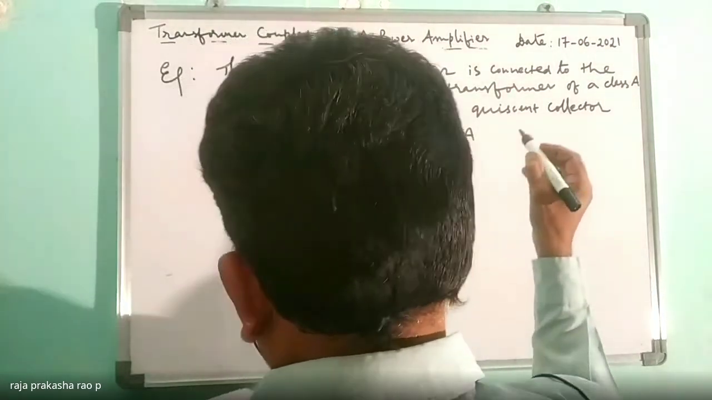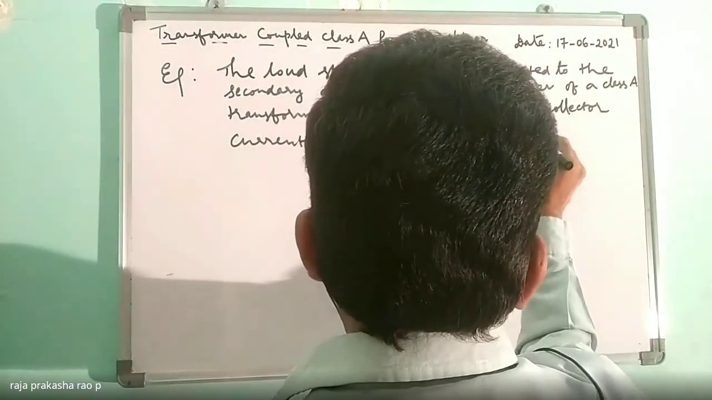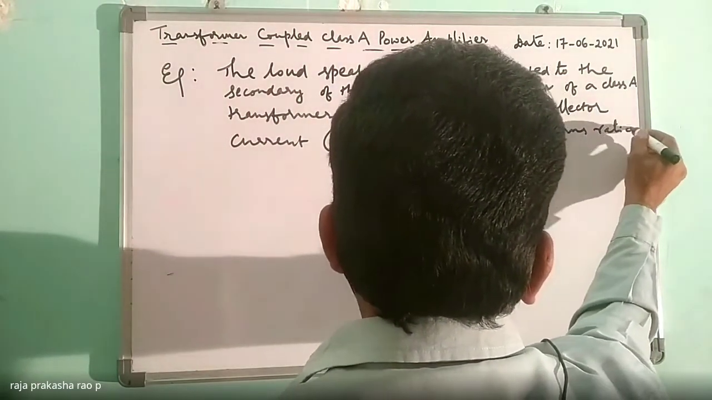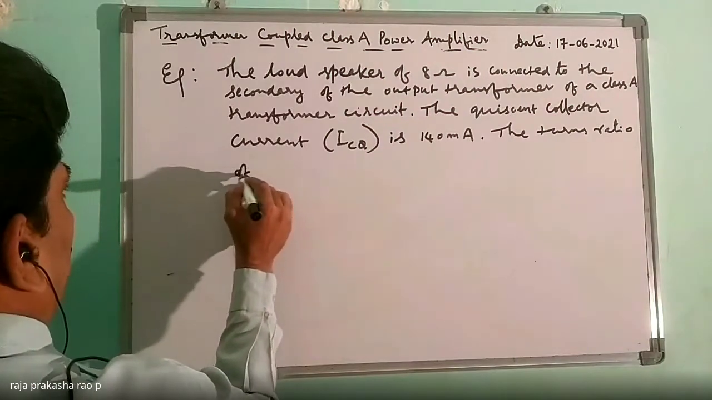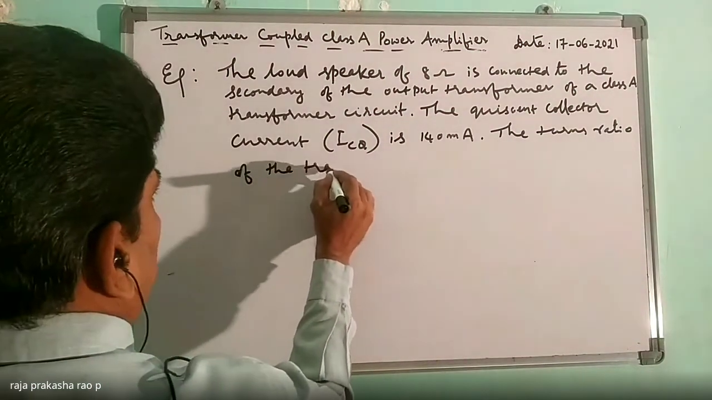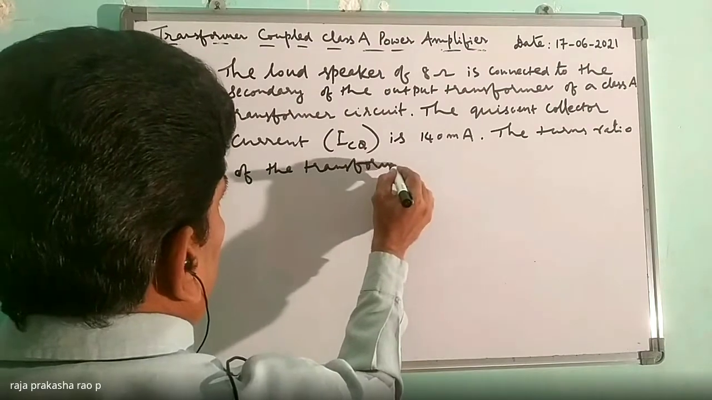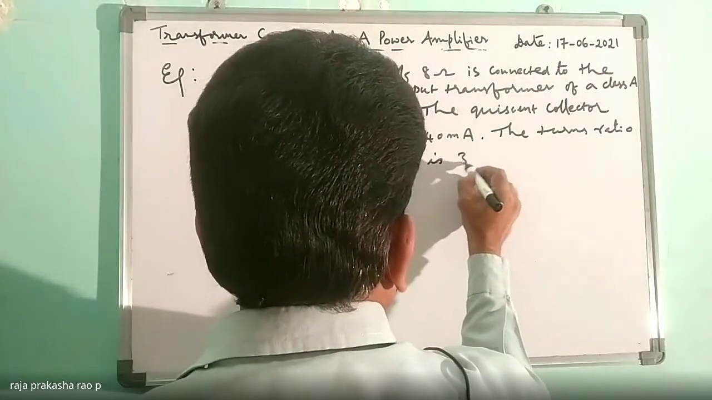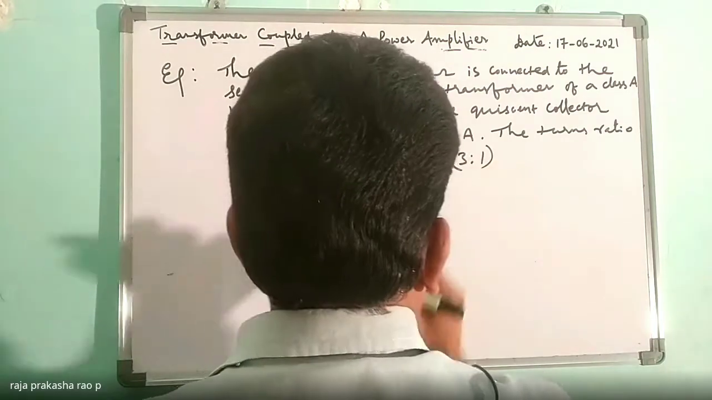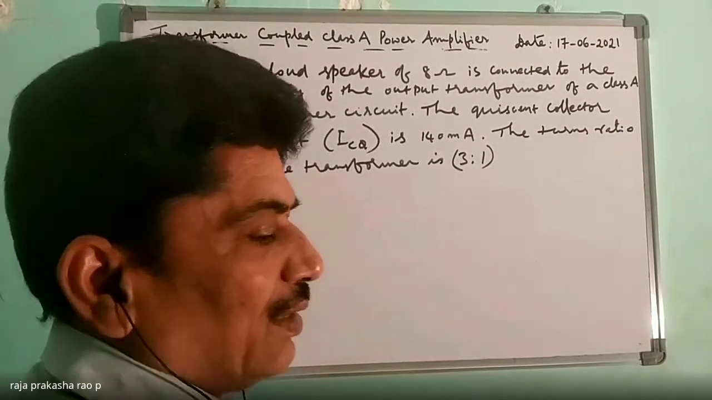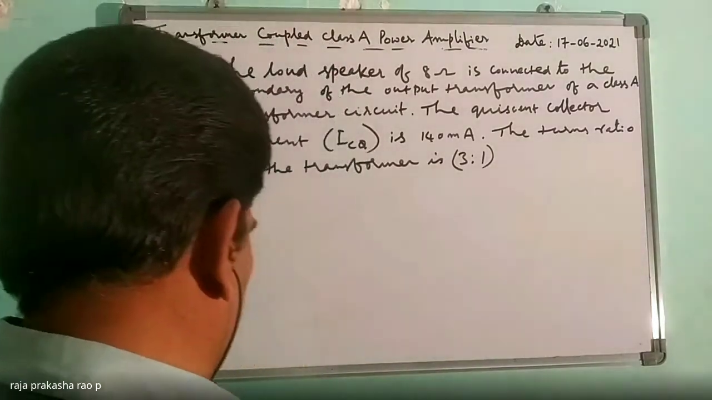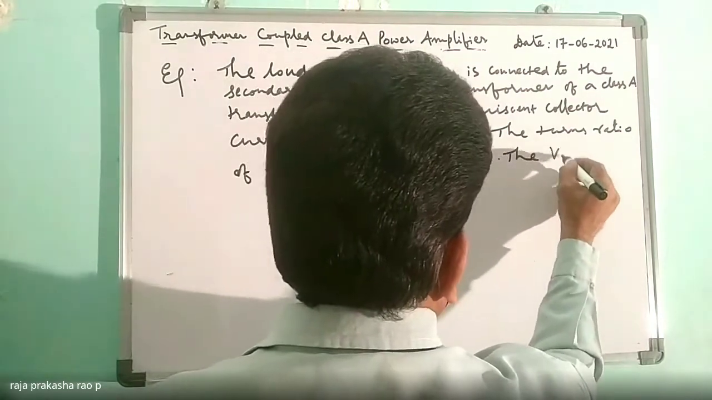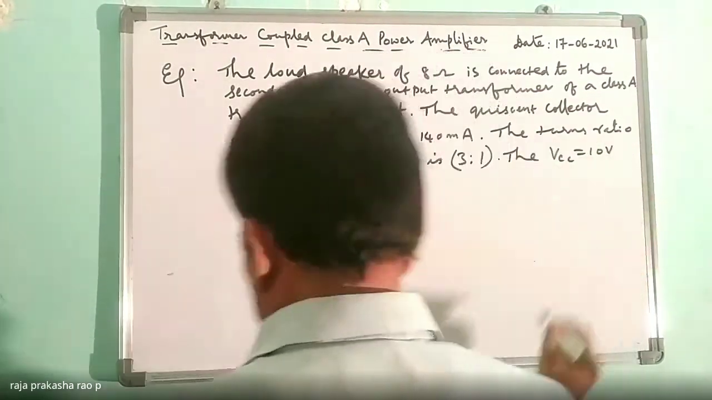The turns ratio of the transformer is 3:1. This also you should understand, from this how to obtain N2 by N1. The collector supply voltage is 10 volts. The VCC is equal to 10 volts.